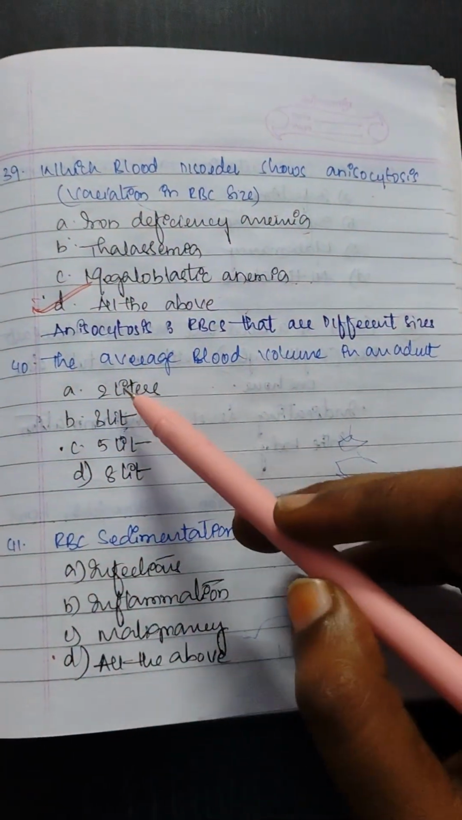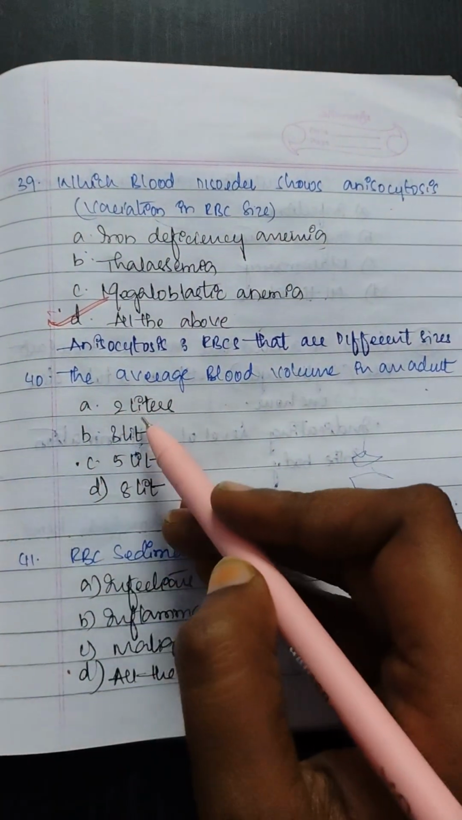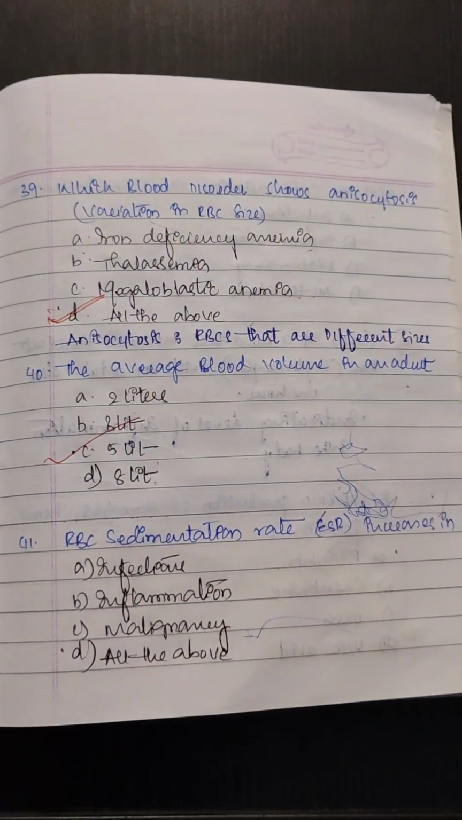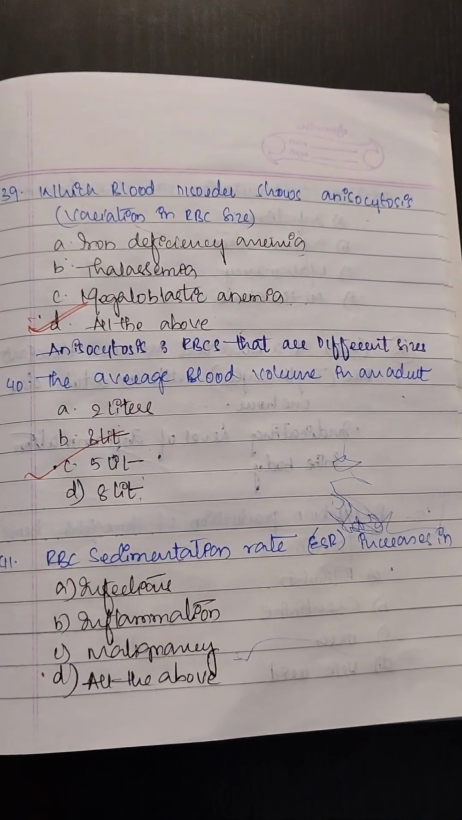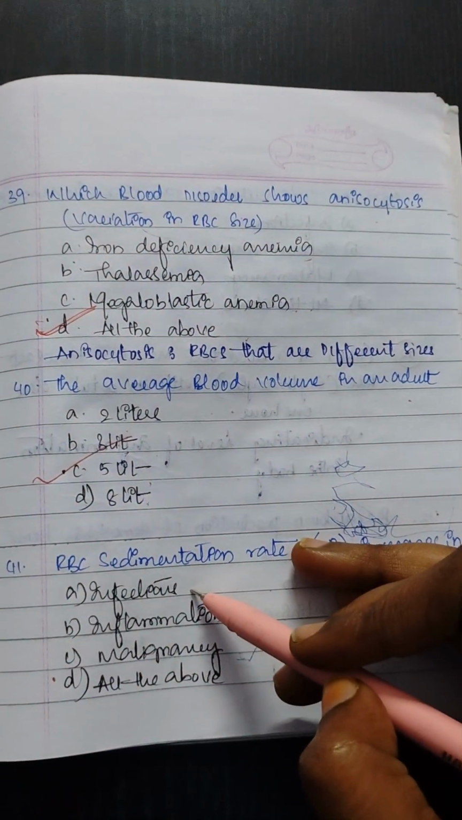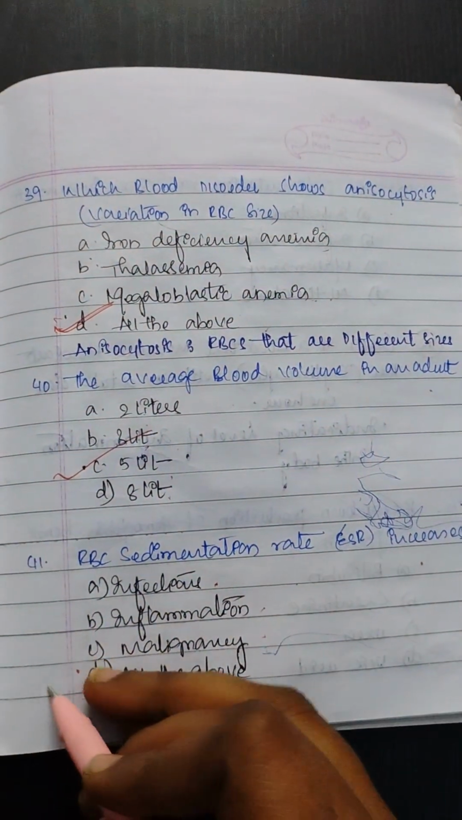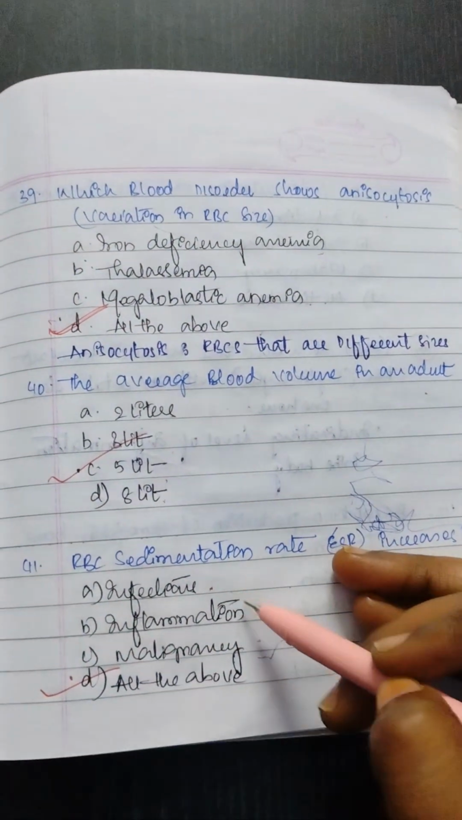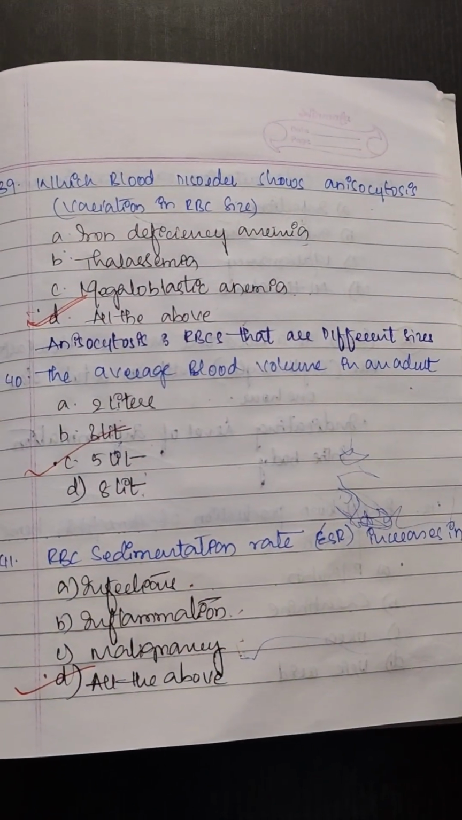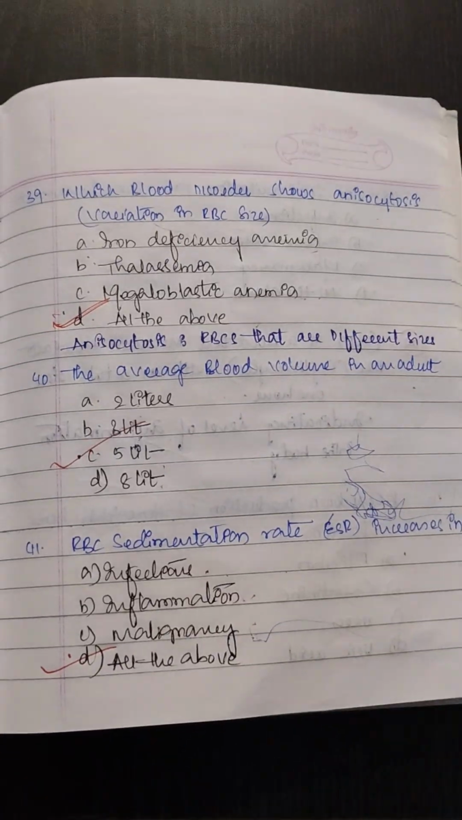The next one: the average blood volume in an adult. 2 liters, 3 liters, 5 liters, 8 liters. The answer is C, 5 liters. The next question: erythrocyte sedimentation rate, ESR, increases in which condition? Infection, inflammation, malignancy, all the above. And the answer is all the above. Infection, inflammation, and malignancy increase the erythrocyte sedimentation rate.